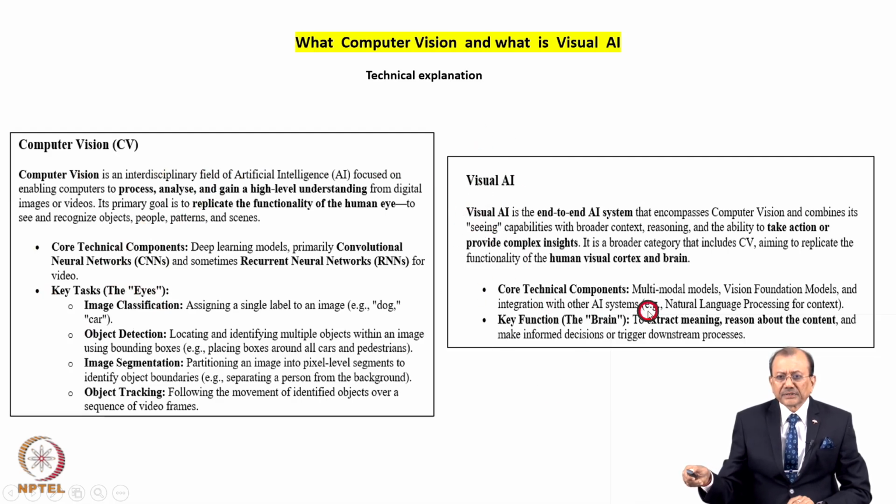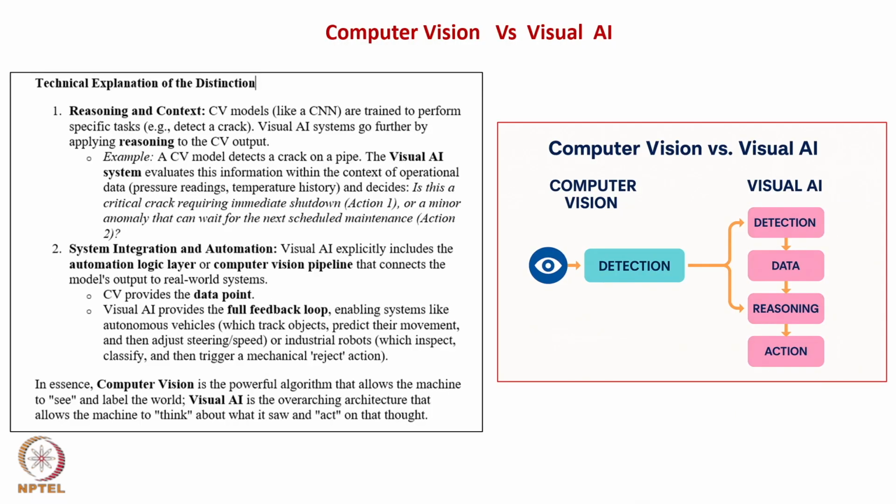When you say this is a visual AI technology, it means that it has the power of extracting meaning, reasoning about the content, and making informed decisions or triggering downstream processes. So if we compare these two terms, computer vision and visual AI, this picture shows what the difference is.